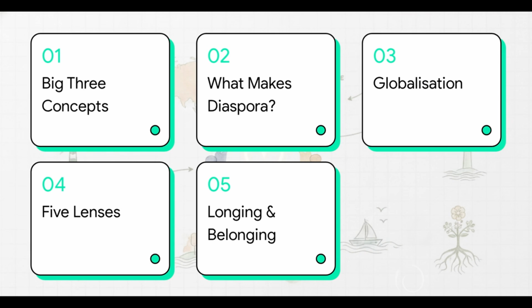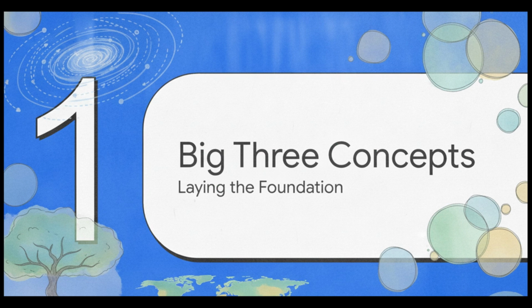Okay, let's dive into this. Here is our roadmap for today. We'll start with the big three concepts, look at what makes a diaspora, touch on globalization and networks, explore 5 lenses on diaspora, and finally end with longing, belonging, and in between. Let's get to it. Section 1. The big 3 concepts. Laying the foundation.